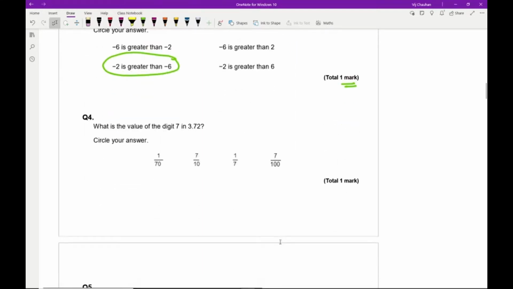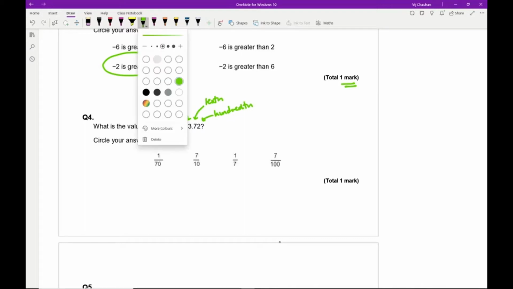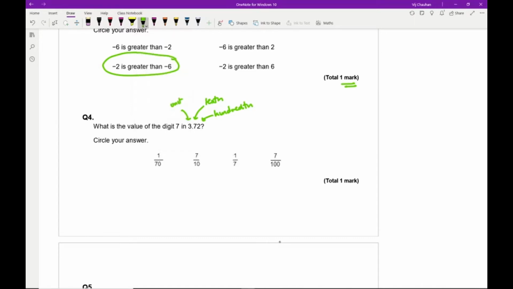Moving on to question 4. What is the value of the digit 7 in 3.72? Now here what this question is looking for is, well, this 3 represents units, the 7 represents a tenth, and the 2 represents a hundredth. Now the 'th' basically means over 100. So let me just make that pen a little bit thinner. So here we're looking for 7/10, so it's going to be this one here.